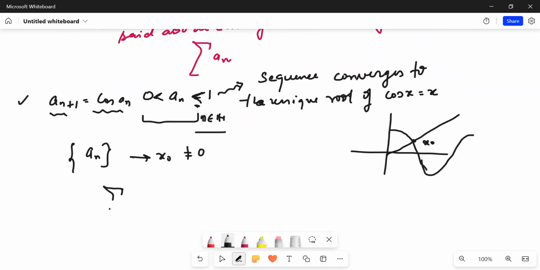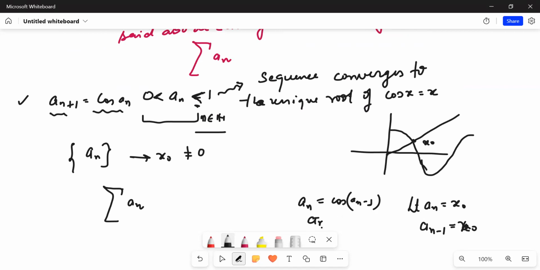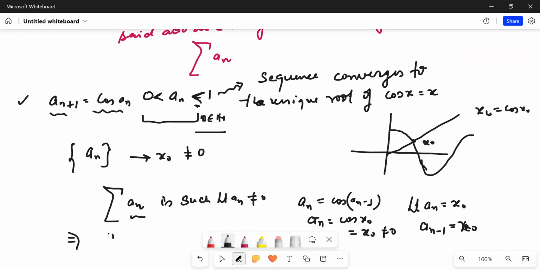Now just think about this series, summation an, where an is nothing but cos of an minus 1. And I know that this an converges to x naught. If an converges to x naught, then an minus 1 converges to again x naught. So basically an converges to cos of x naught, and cos of x naught would be x naught, because after all x naught is that point where cos of x naught is equal to x naught. And certainly this is non-zero. So summation an is such that limit an is non-zero. If limit an is non-zero, it implies that summation an is divergent.